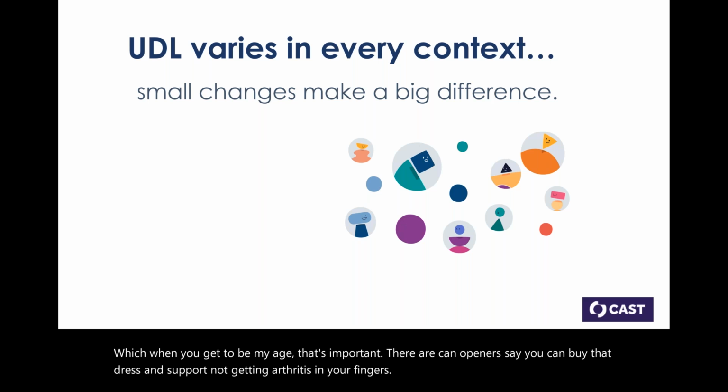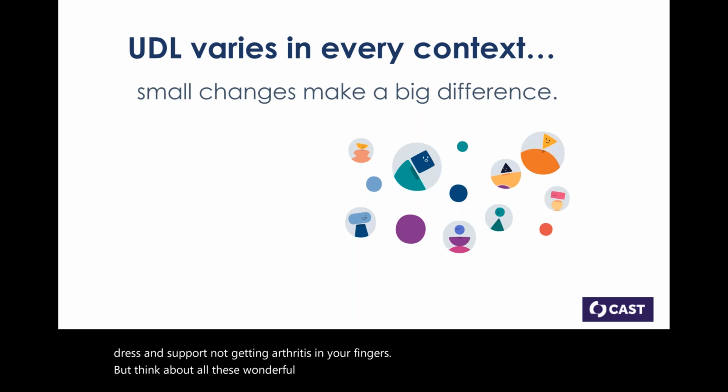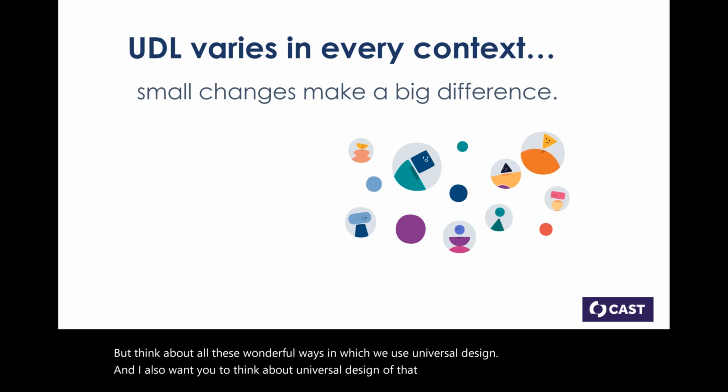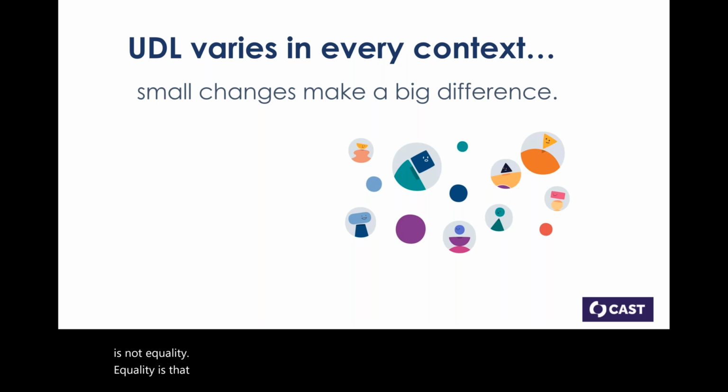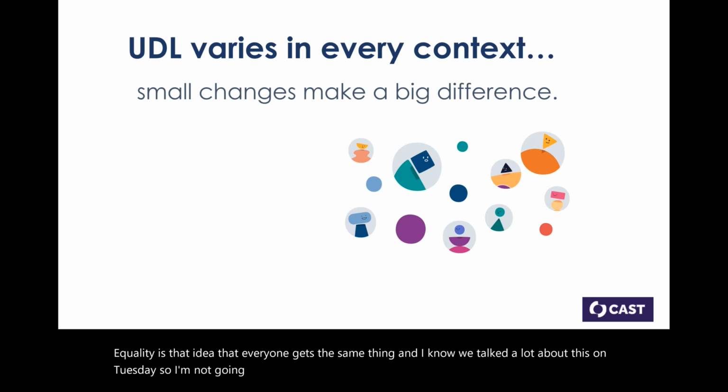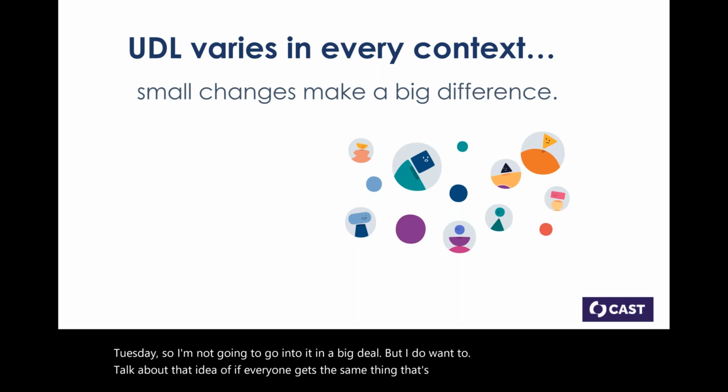But think about all these wonderful ways in which we use universal design. And I also want you to think about universal design of that application of equity and how equity is not equality. Equality is that idea that everyone gets the same thing. And I know we talked a lot about this on Tuesday, so I'm not going to go into it in a big deal, but I do want to talk about that idea of if everyone gets the same thing, that's not necessarily what's best for everybody.